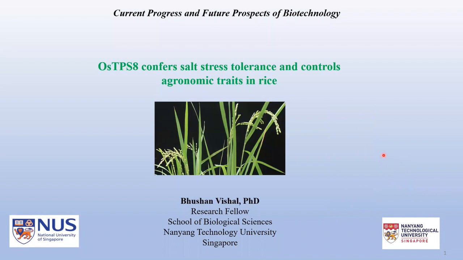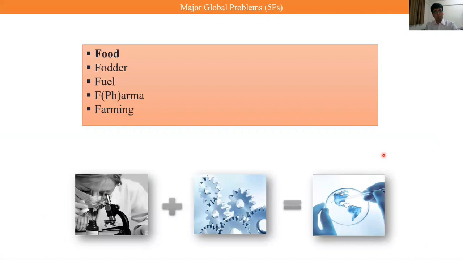Hi, thanks for having me for this webinar and giving me the opportunity to deliver a talk on my small contribution in plant biotechnology. So today I will discuss one of my findings, which says OsTPS8 confers salt stress tolerance and controls agronomic traits in rice. So I'll start with the major global problems that can be defined as the 5 Fs: food, fodder, fuel, pharma, and farming.